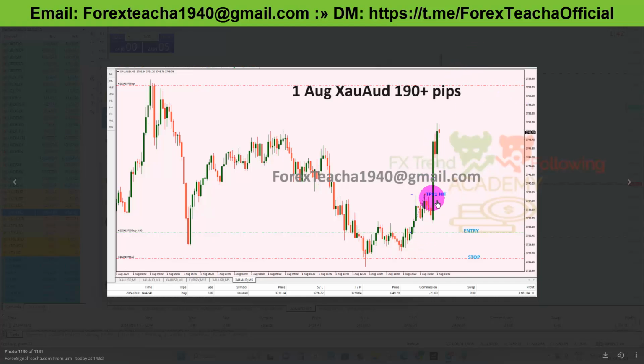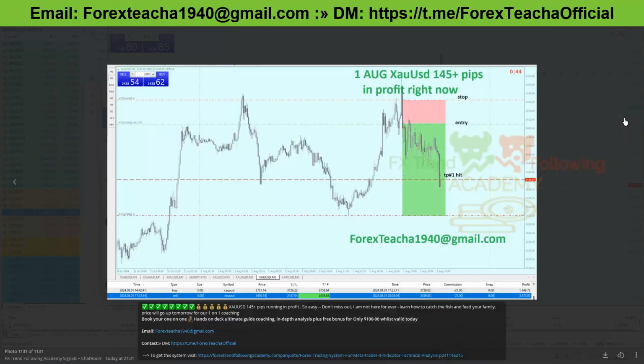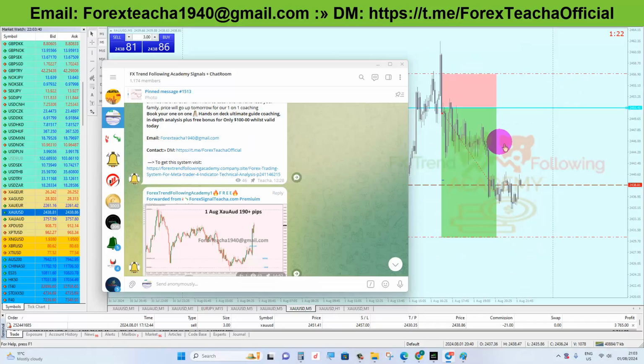So this was running 190 pips in profit. You can see this was the target that I had up here, and the take profit number one was hit somewhere here. This was the entry. This was also the stop loss. So I can also go and show you on the chart the price when we ended right here was 37.31.14. This was gold.